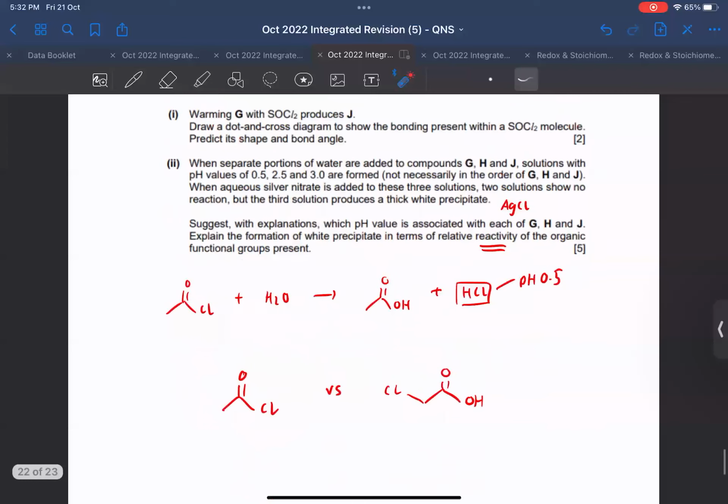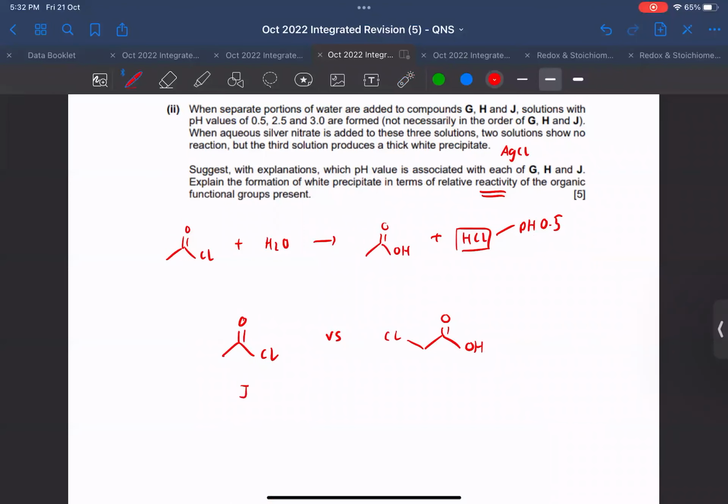So it's between compound J and compound H. So how to explain reactivity? This one is bonded to 2 highly electronegative atoms, so that's why the carbon is super electron deficient, very susceptible to getting attacked by a nucleophile. This one is only bonded to chlorine, so the carbon is not as electron deficient. It will not be attacked as readily by a nucleophile. So in other words, this one is super readily attacked by a nucleophile.